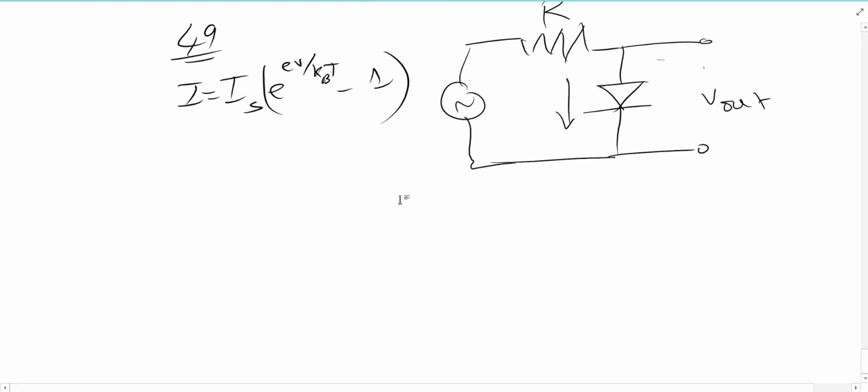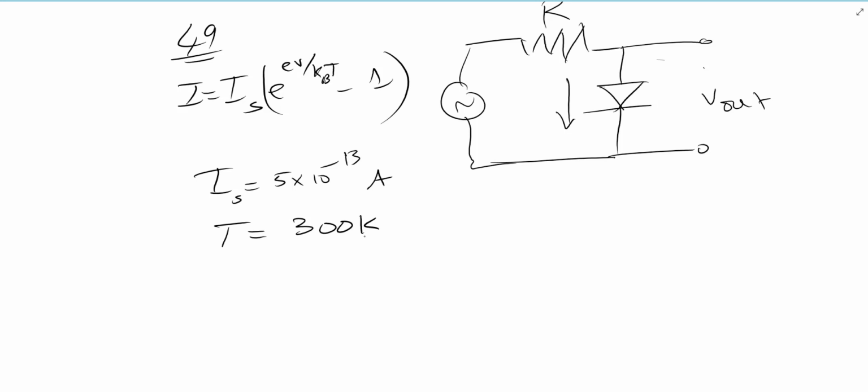A typical value for I_S, the saturation current, is I_S equals 5 times 10 to the negative 13 amps. Use a temperature of 300 Kelvin, which is room temperature. Any predicted current less than 1 microamp can be considered a zero current. Determine the minimum voltage V out for which the current I exceeds 1 microamp.